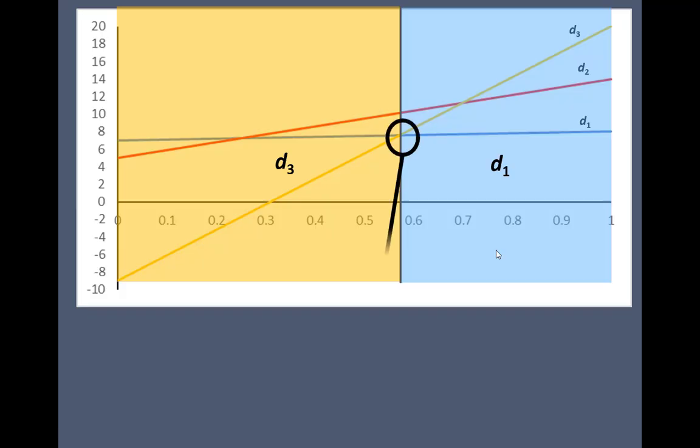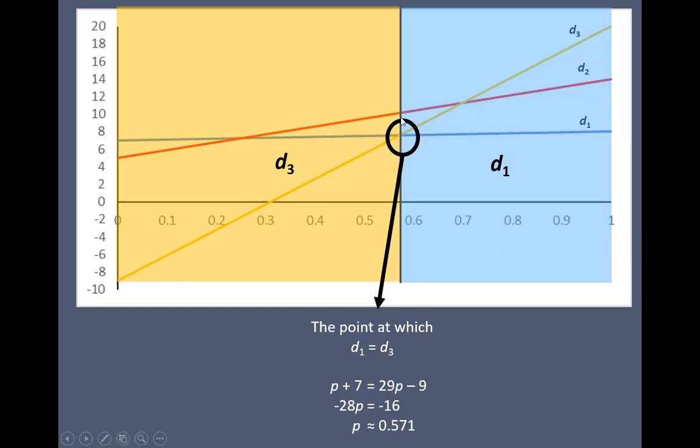Well, what I would do here is simply set my D1 line equal to the D3 line, or p plus 7 is equal to 29p minus 9. Solving that algebraic equation, eventually ending up with p is equal to minus 16 divided by minus 28, or a probability to 3 decimal places of approximately 0.571, which again is backed up by exactly what we're observing with our eyes on the graph.